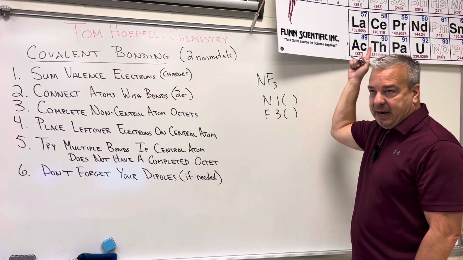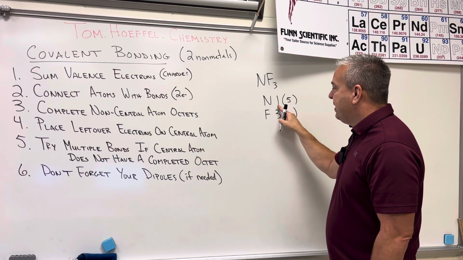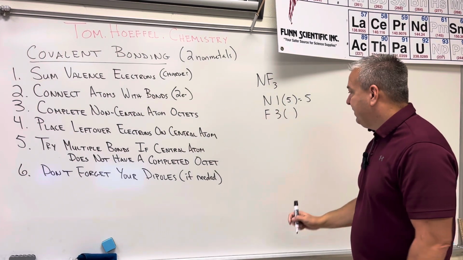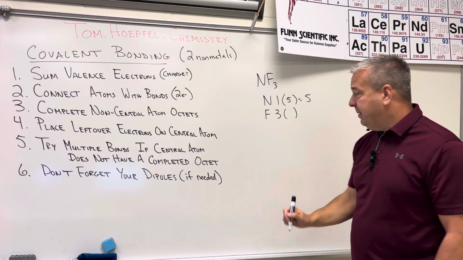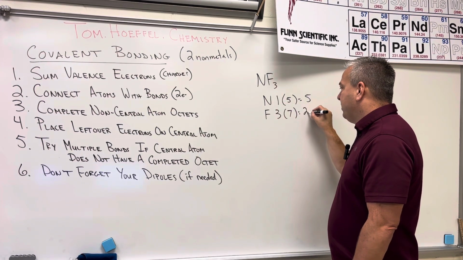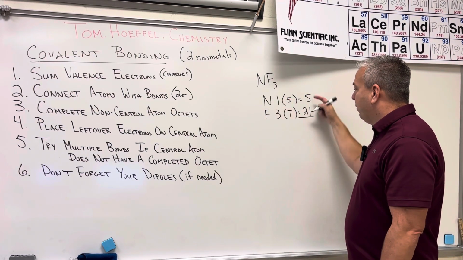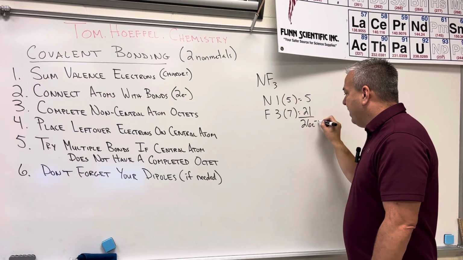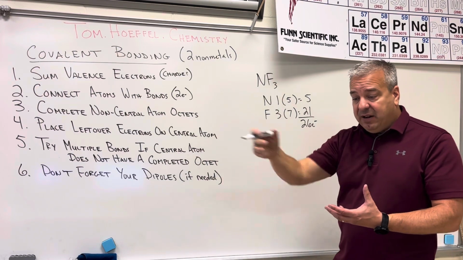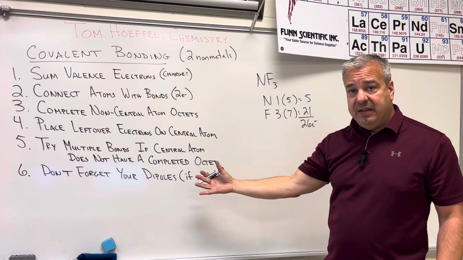When I look at the periodic table, I find out that nitrogen has 5 valence electrons. Since there's only 1 of them, I have 5 valence electrons in the molecule. I look up fluorine on the periodic table and I discover that it has 7 valence electrons, but I have 3 of them. So that's going to be a total of 21 electrons. When I sum up the nitrogen and the fluorine together, I find out that I have 26 electrons for my problem. Now that I've pulled that together, I'm going to distribute them based on the rules that I have in these steps.